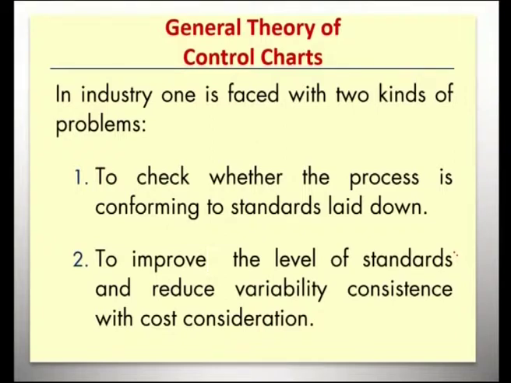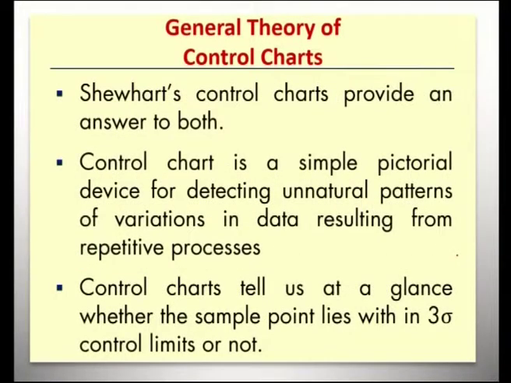After studying the limits, we next step into studying control charts. In the general theory of control charts, in industry one is faced with two kinds of problems. What are the two kinds of problems? To check whether the process is conforming to the standards laid down, that is, the standards already prescribed, and to improve the level of standards and reduce the variability consistent with cost considerations. And the Shewhart control chart provides answers to both problems.